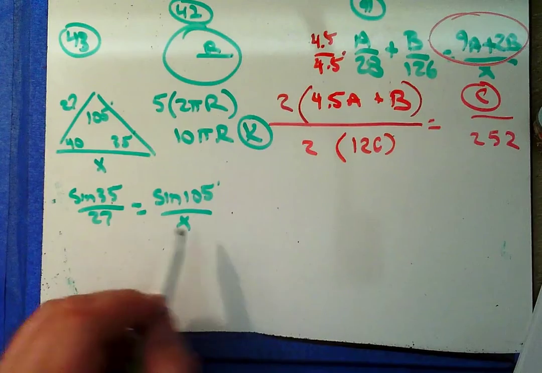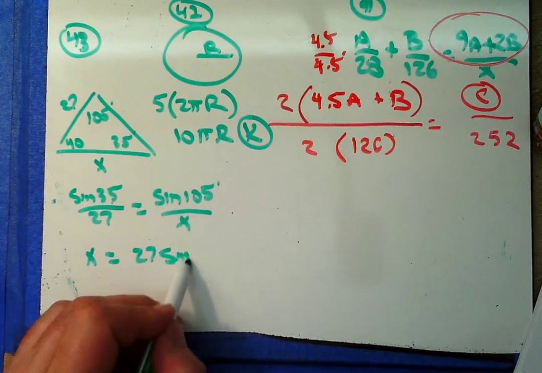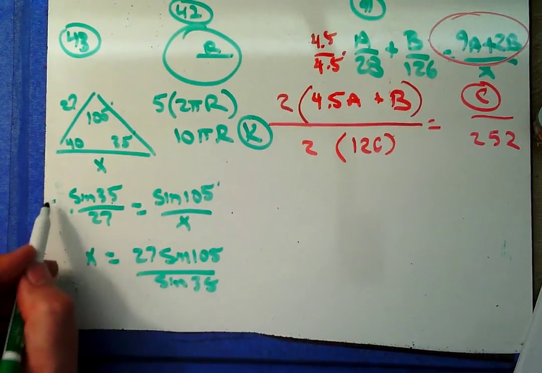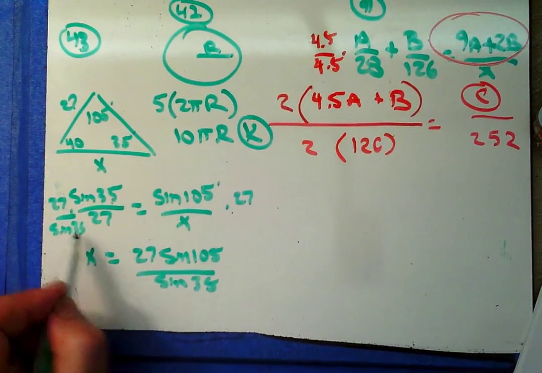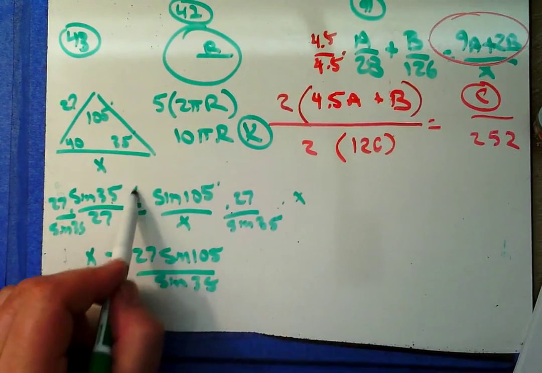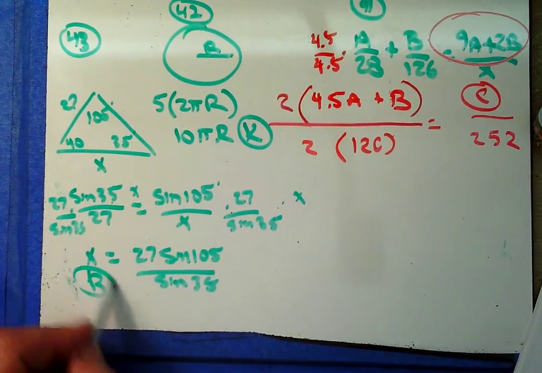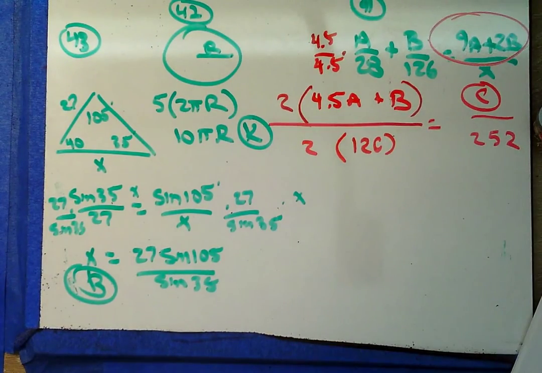And they want me to solve for x. So if I do that, I get x equals 27 sine 105 over sine 35. If I multiply both sides by 27 and divide both sides by sine of 35, as well as multiplying both sides by x to get x up on top. This corresponds to choice B, and we'll be covering law of sines and law of cosines in the same unit shortly. Okay, 44 and 45 use this table.